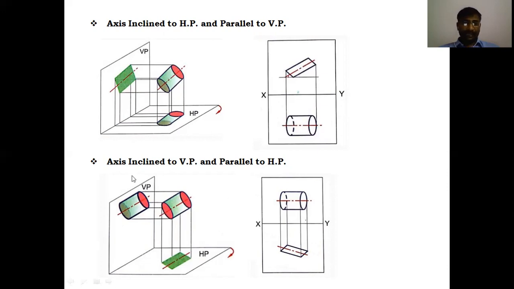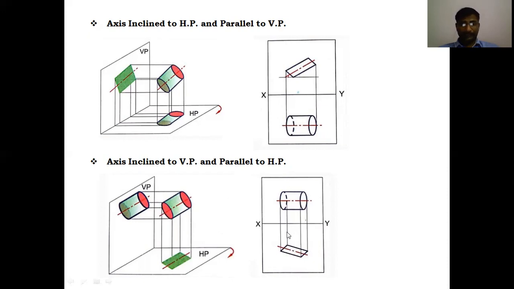Okay, the axis is inclined to VP and parallel to HP. In this position, the axis is inclined to VP, which means that in the top view the rectangle's axis is inclined to the XY line, and the front view looks like this. The solid is visible like this in the front view after rotating the axis with the XY line.